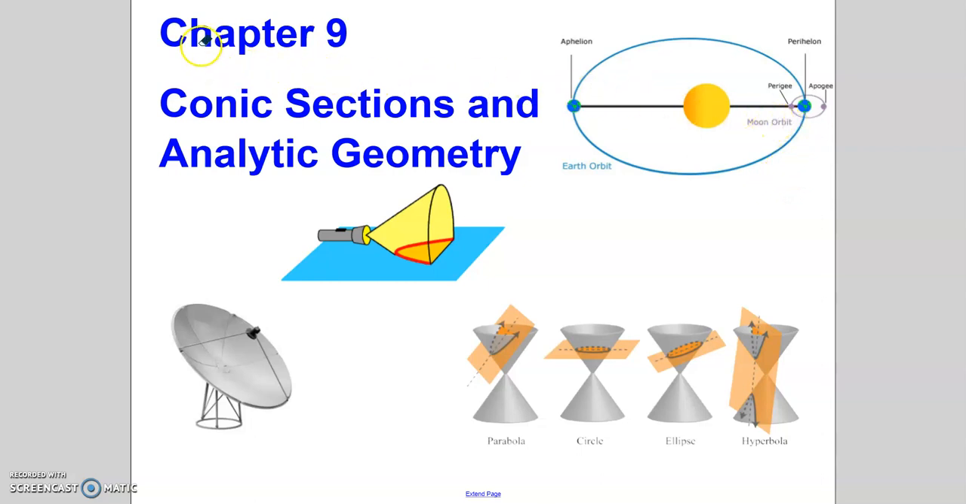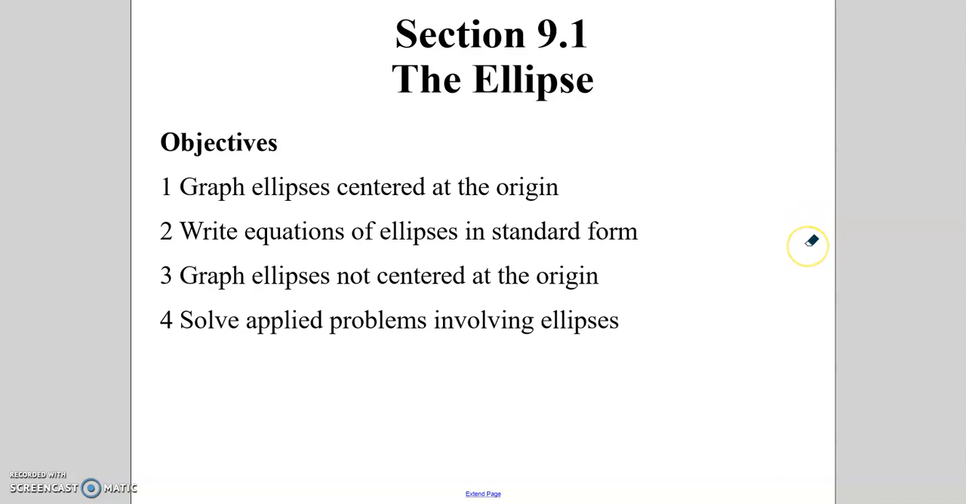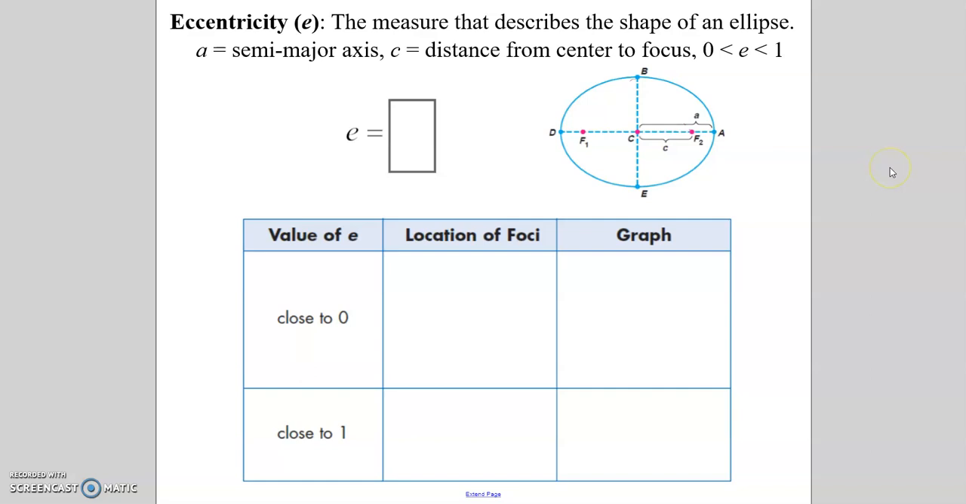Hello, today we're going to continue chapter 9 with section 9.1. We're going to continue talking about the ellipse. We're going to start with a new vocabulary term, the eccentricity. We usually use the letter E to represent eccentricity. It's a measurement that describes the shape of the ellipse.